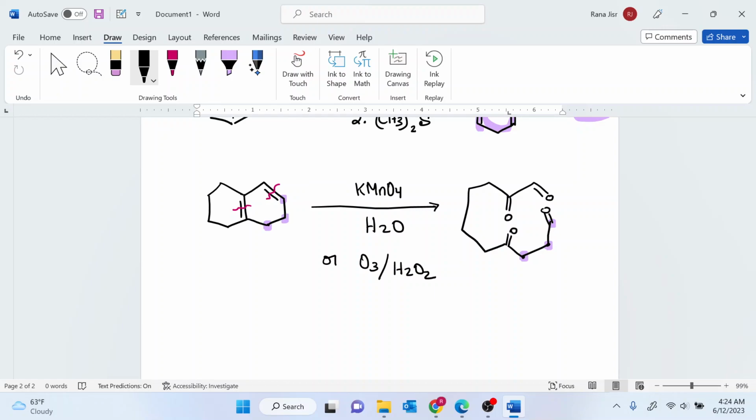However, notice how many aldehydes I have. I have an aldehyde here, and I have an aldehyde there. So immediately, what you're going to do over here is turn those aldehydes into a carboxylic acid.